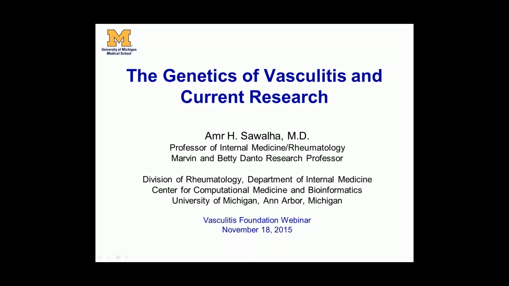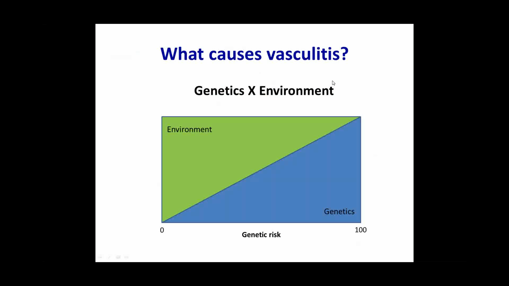Thank you, Joyce. It's my pleasure to be presenting today and talk a little about our work and what is known regarding the genetics of systemic vasculitis. Vasculitis is what we call a complex disease when it comes to etiology. And the reason why we say it's a complex disease is because it's not a purely genetic disease and not a purely environmental disease. It's a disease that can be caused by interaction between genetic elements and the environment.